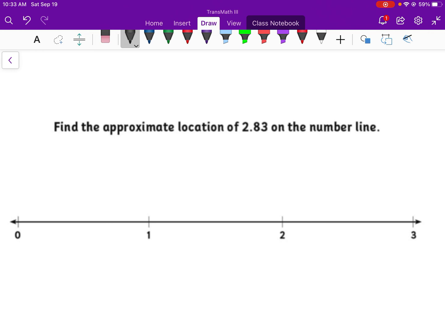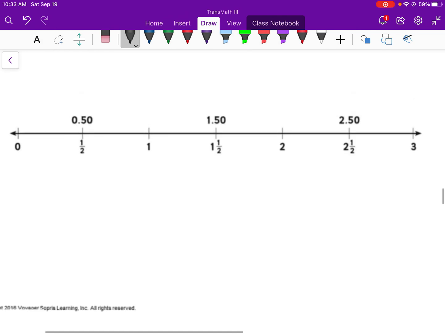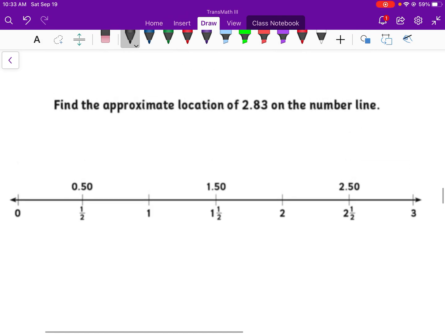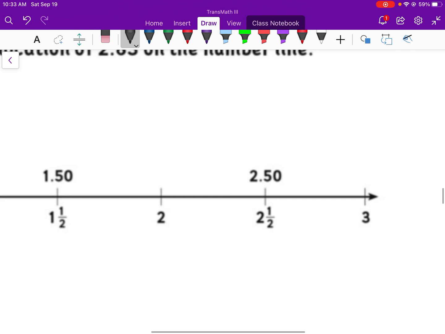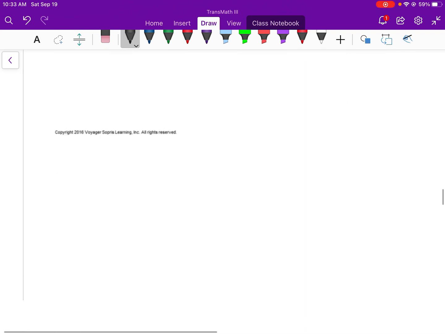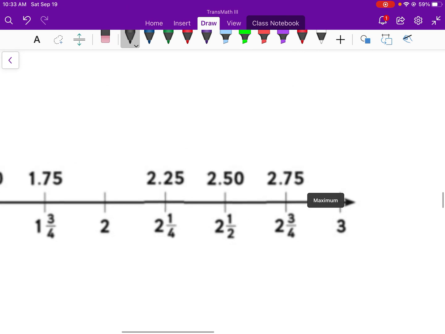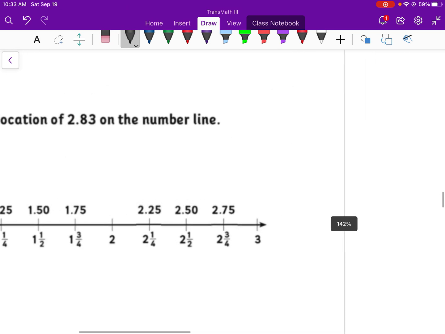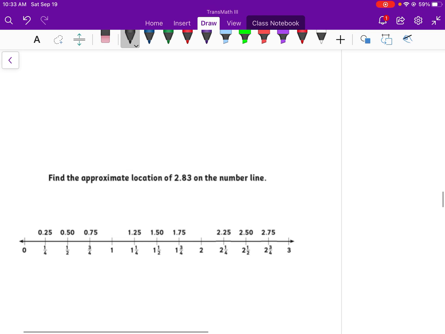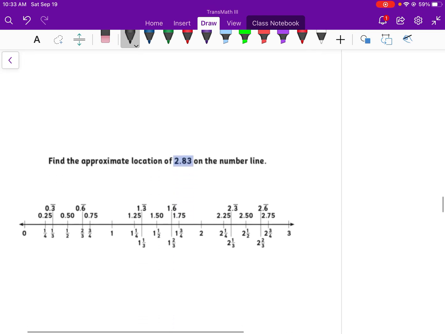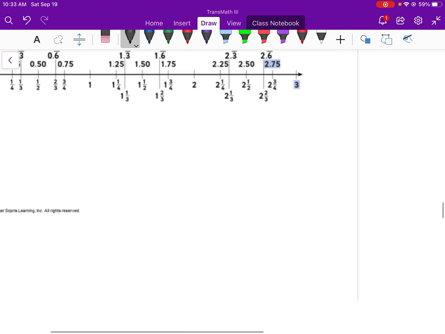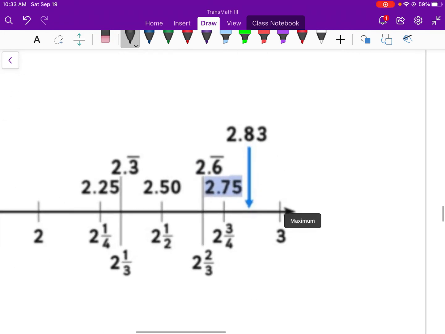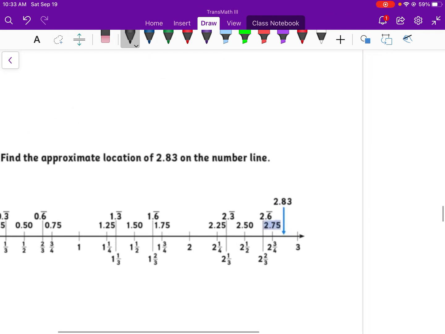We're going to have to go 0, 1, 2, 3, and then from there, we can split it up even further, doing our halves: 0.5, 1.5, 2.5. Now 2.83 is going to be somewhere between that 2.5 and 3. Then break it up into the quarters, and we can see 2.83 is a little bit bigger than 2.75, so we're going to be between that 2.75 and 3. So we know it's in between there somewhere, and it's going to be right about there. Again, that's just approximate, not exact.